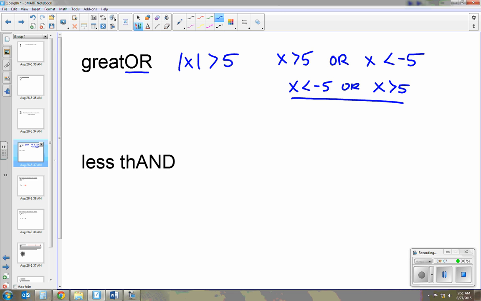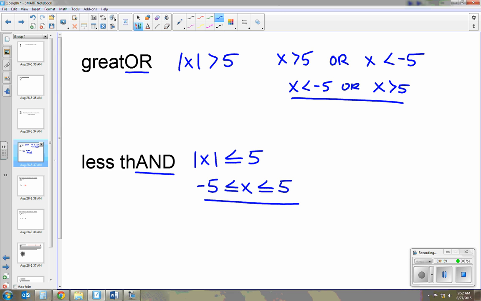Now, if we have a less than, it's going to be an and compound inequality. So let's do absolute value of x is less than or equal to 5. So this is a less than, we're going to write it as an and. And x is always in the middle when we write an and compound inequality. So we're going to have x is less than or equal to 5, and then we can put a negative 5 at the other end. And we have our solution for our and. So that's going to help us write our compound inequalities from our absolute value.